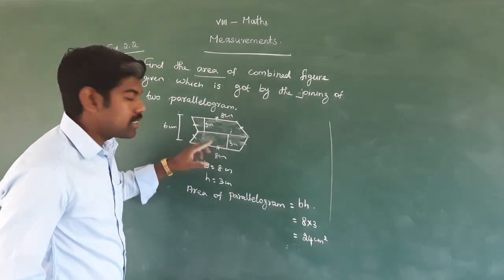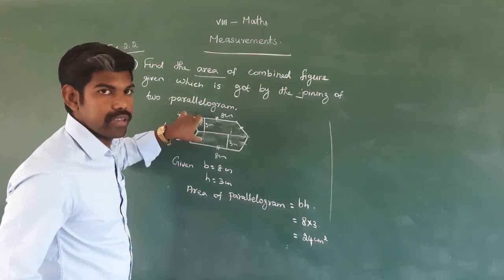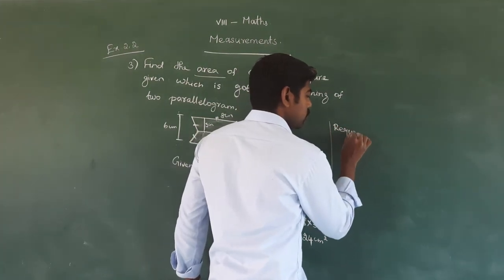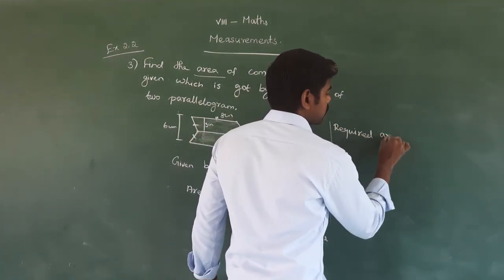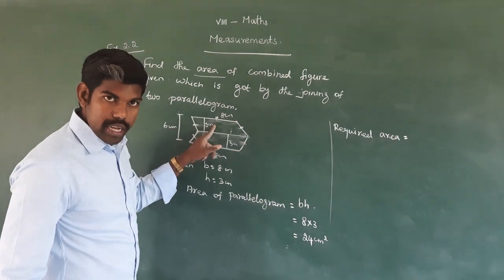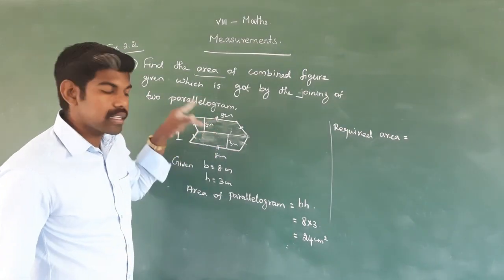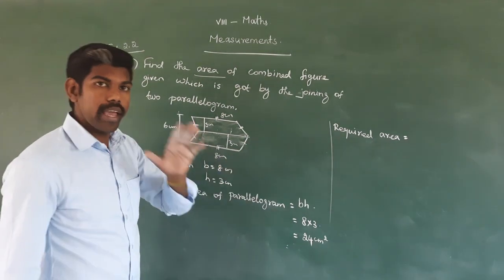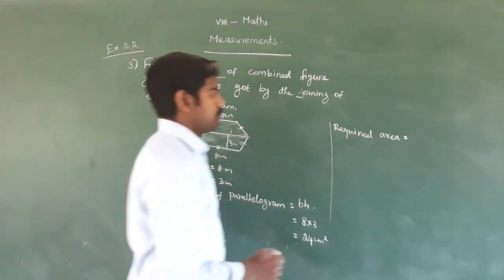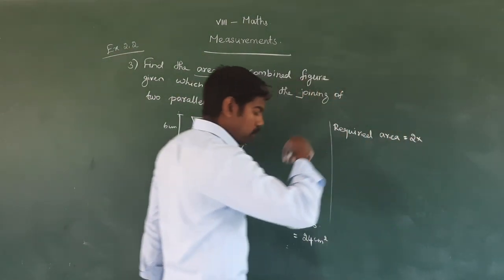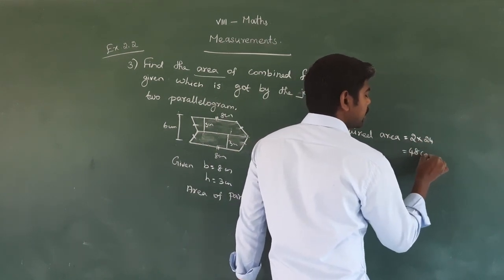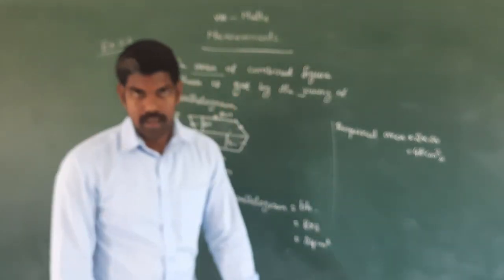But here it is not a single parallelogram. It's a combination of two parallelograms. So what is the required area? The required area is this parallelogram area plus this parallelogram area. These two parallelogram areas are equal, the measurements are the same, so the area is also the same. Therefore, 2 times the area of a parallelogram. So 2 multiplied by 24 is 48 centimeters square. This is the answer.